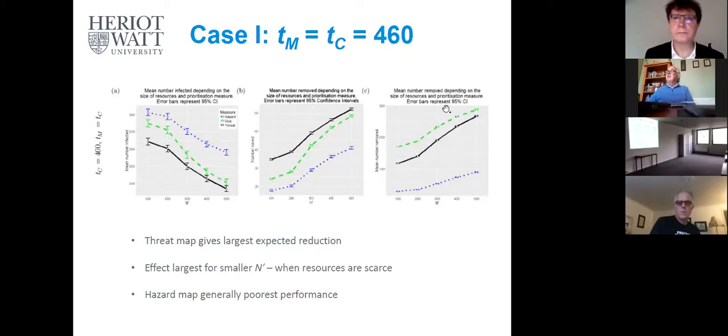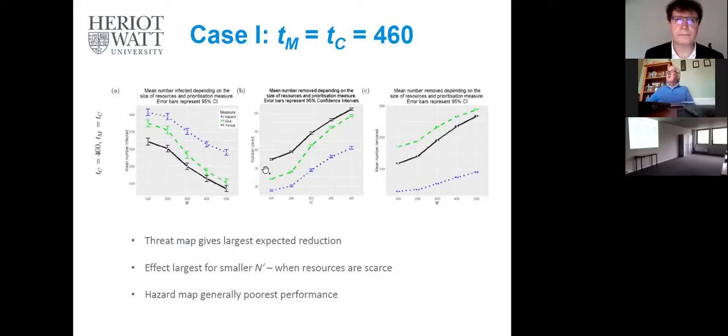And interestingly, if you look at the actual number of trees that you're removing, again, when resources are scarce, you're finding that actually you're removing a lot fewer trees when you're using the threat map to prioritize the sites that you visit. So you're removing fewer trees, but you're actually getting a bigger effect on the control of the epidemic. So it highlights that when you have a clustered epidemic with a realistic population, then which of those prioritization measures you use is really important.